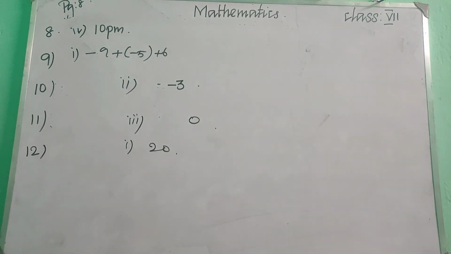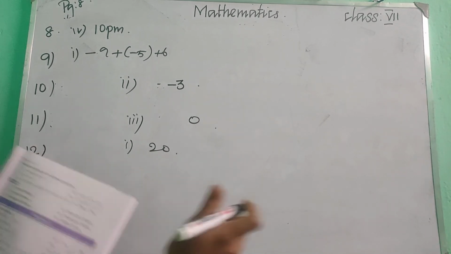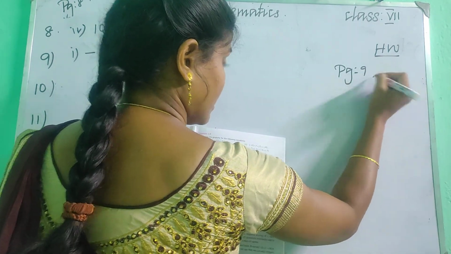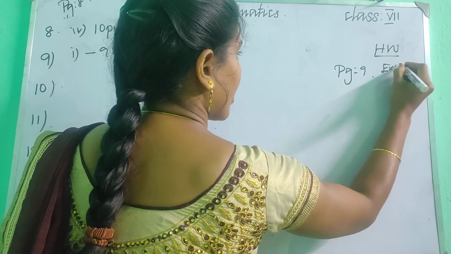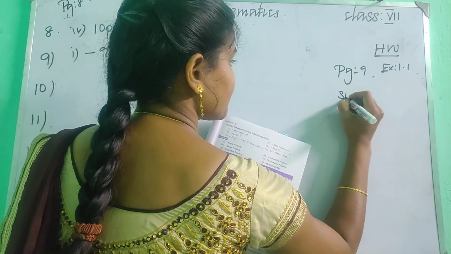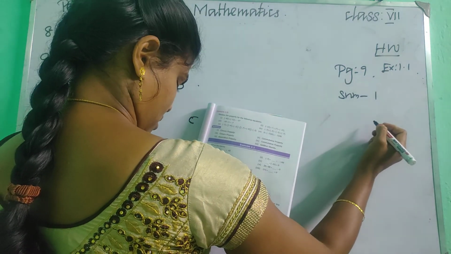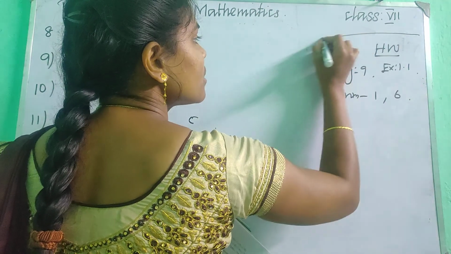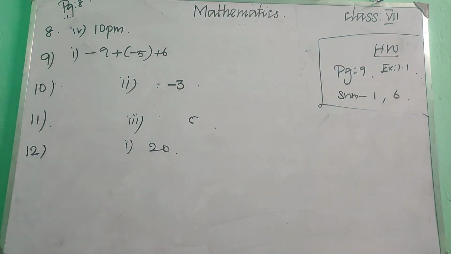Okay, children. So that's all. Let us note down the homework. The homework questions are on page number 9, Exercise 1.1. Sum number 1 and sum number 6. Sum number 1 you should do in your book, and sum number 6 you should do in your homework note. Okay, children, note down your homework. So do your homework properly. Okay, children. Thank you.